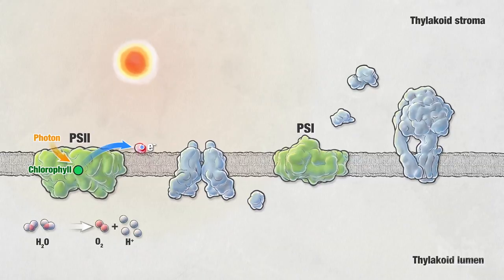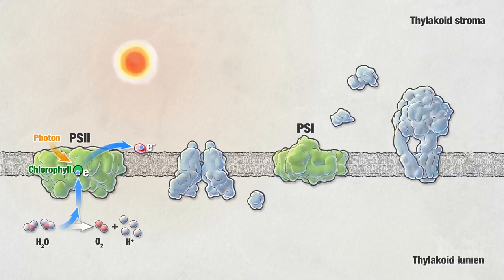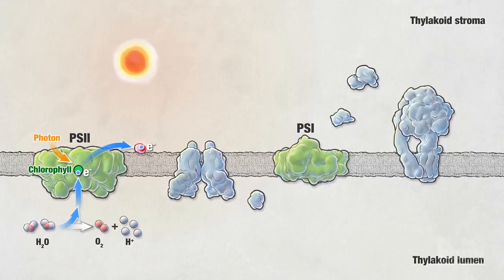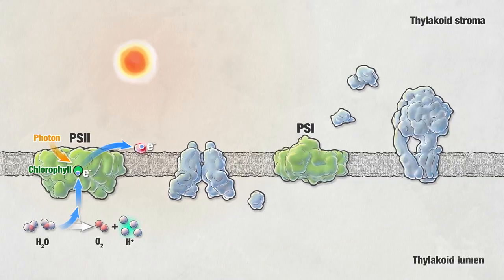Meanwhile, water splits and releases electrons. These electrons replace those lost at photosystem 2. The byproduct of this reaction is oxygen, which is eventually released into the air. The other products are protons, or hydrogen ions, which are released into the inside of the thylakoid, or lumen.